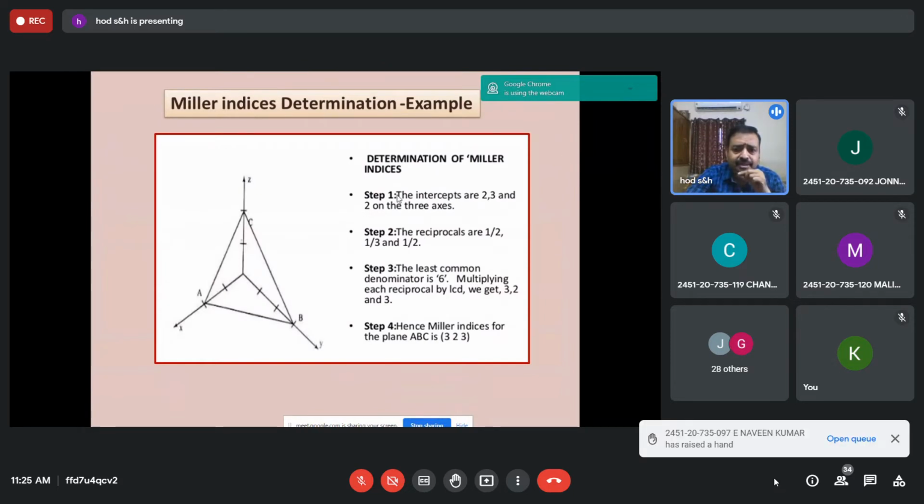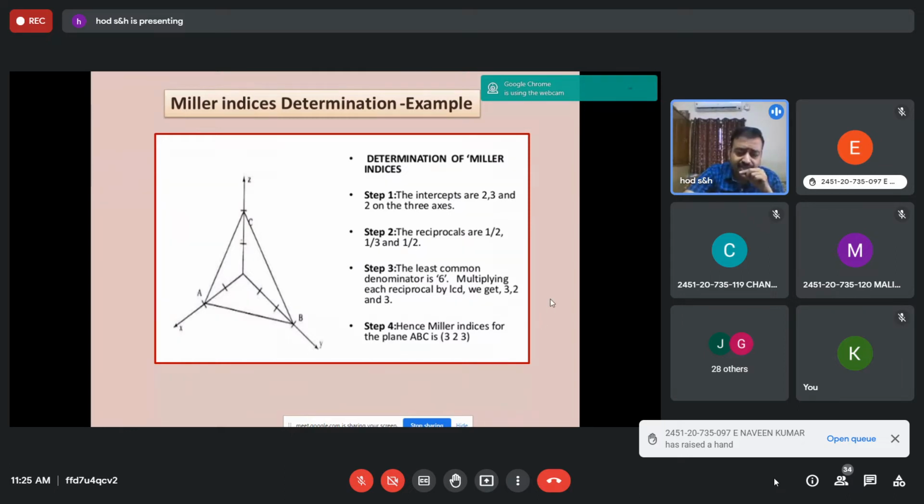A simple example: if you take a plane, the intercepts made by the plane on the 3 axes are 2, 3, and 2, let us assume. First you have identified the intercepts. Then you take the reciprocals: 1 by 2, 1 by 3, and 1 by 2. Then the least common denominator is 6, and multiplying each reciprocal with it, you get 3, 2, 3. So the Miller indices of the plane are (3 2 3). If you see these, you can identify that the plane cuts the x-axis at 3 units, the y-axis at 2, and the z-axis at 3. Like that, Miller indices can be used to identify the orientation of a plane in a given crystal.